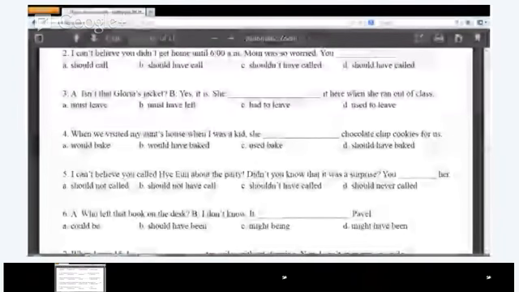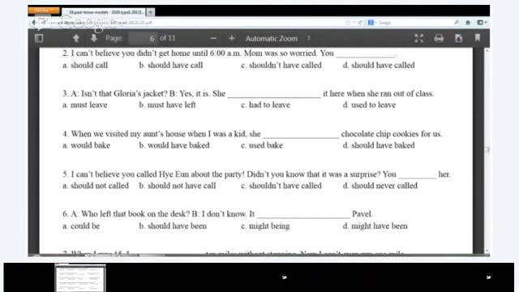All right, and number 4, please. When we visited my aunt's house when I was a kid, she used baked chocolate chip cookies for us. Okay, so if we have used there, what's the other word that we need? Two, okay. So letter C wouldn't be correct because we're missing two. All right, so what's going to be our next best option? B.